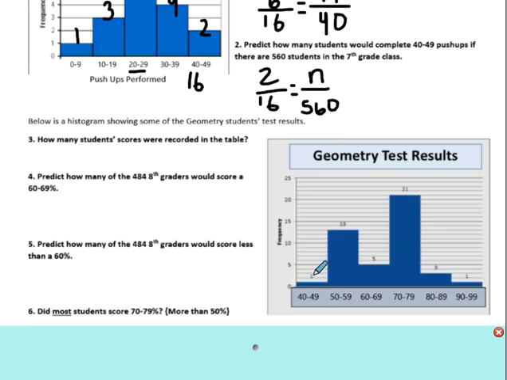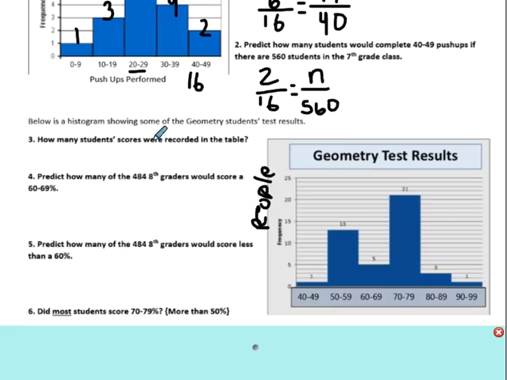40 to 49, 1 person scored a 40 to 49. I've already written the numbers in for you. Getting a 50 to 59%, 13 people. A 60 to 69%, 5 people. A 70 to 79%, 21 people. So remember, this side really pretty much always is talking, if it says frequency, it's talking about the number of people that were surveyed or the number of people that the test scores included. And then the bottom is talking about the actual score.